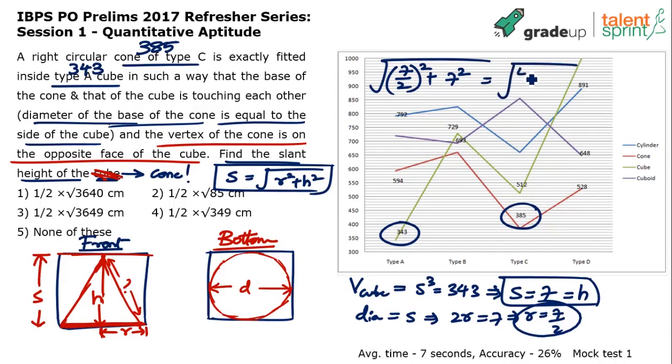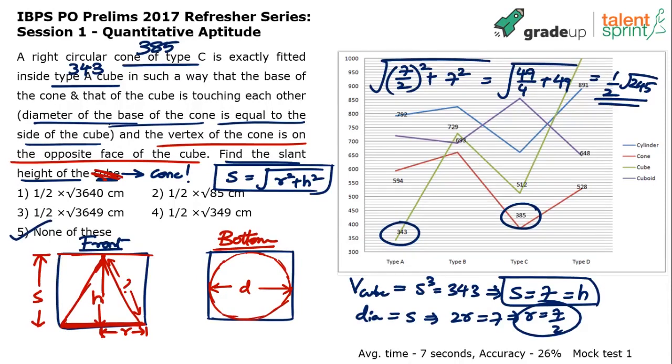Do the calculation. So what do we get? Root over 49 by 4 plus 49. So 49 times 5 basically. You understand? 49 into 4 plus 49. 49 into 5, 245. And this will give you half of square root of 245. I think that's the answer, which is not there in any of the options. Option 5, none of these, will be the correct answer.